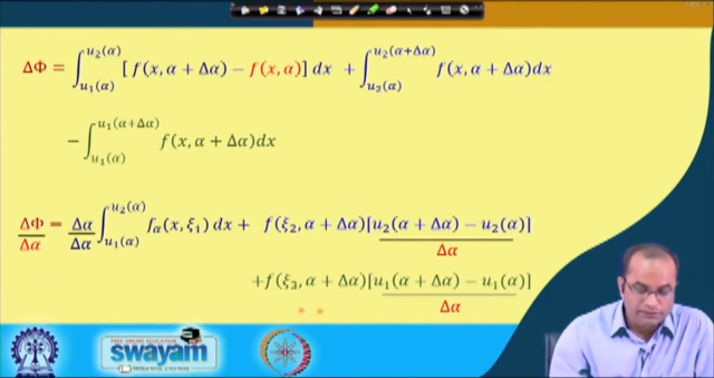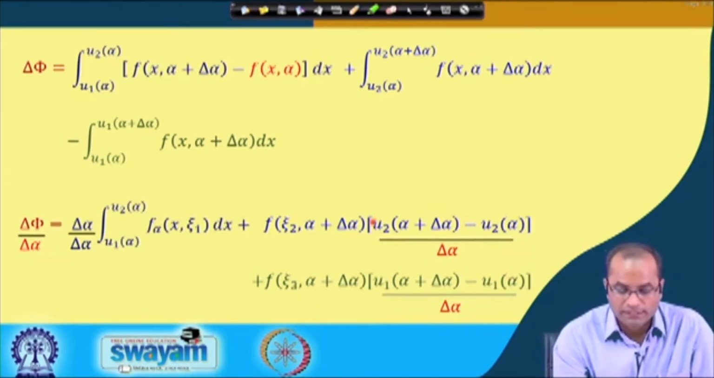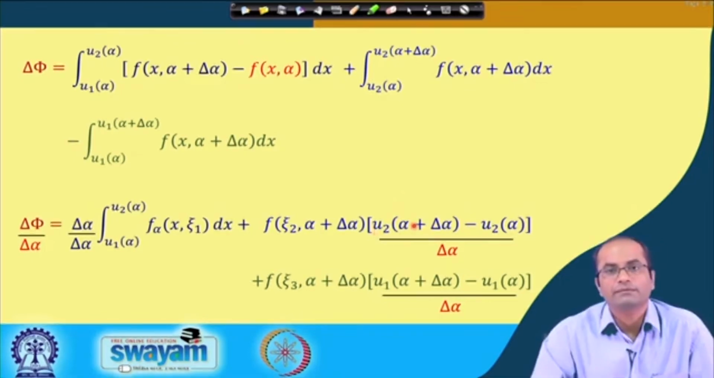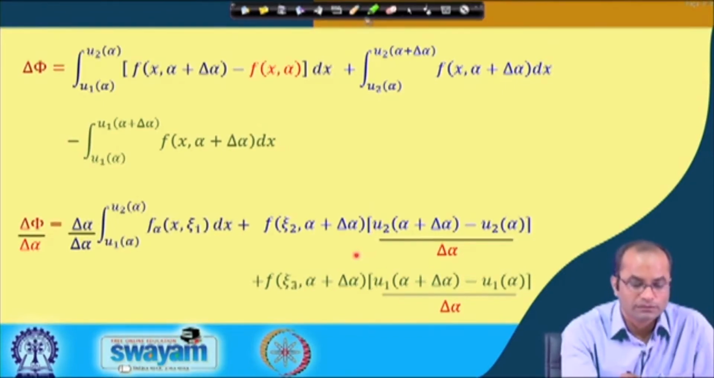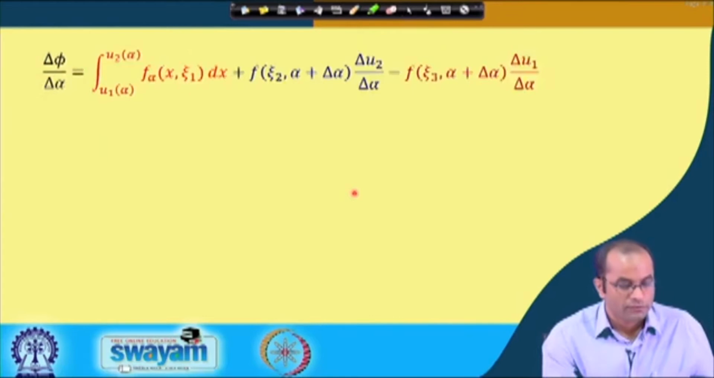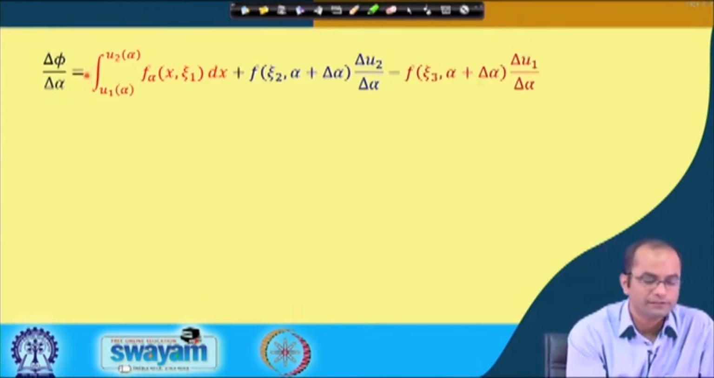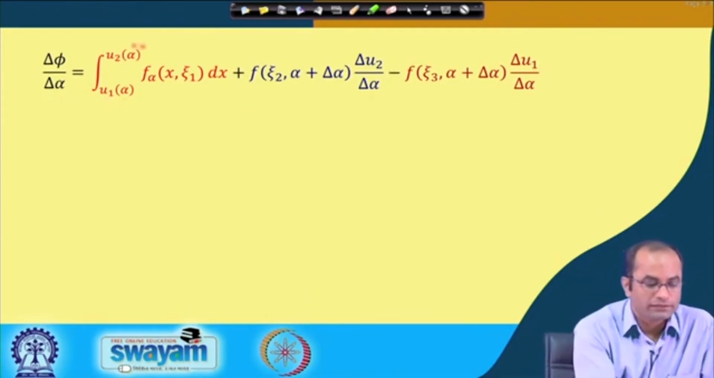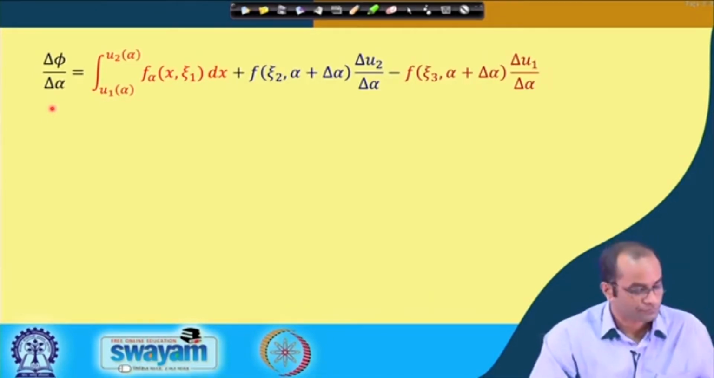And now, with this delta alpha, this is delta u 2. So, this is the increment in u 2 when we make an increment in alpha by delta alpha. So, this is delta u 2, this is delta u 1. So, with this notation we move on now. So, here delta u 2 over delta alpha, delta u 1 over delta alpha, and the delta alpha gets cancelled here. So, in this equation now we can pass the limit as delta alpha goes to 0.